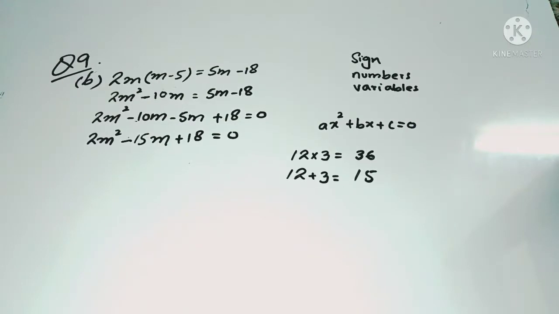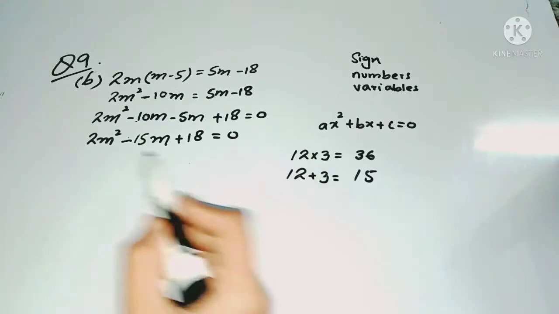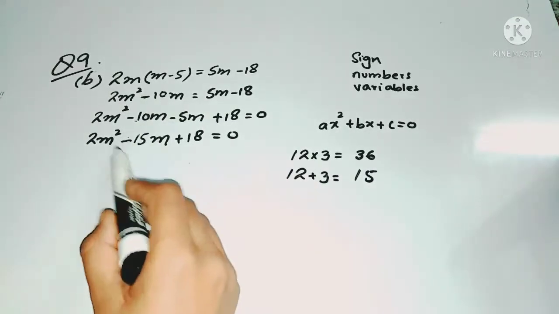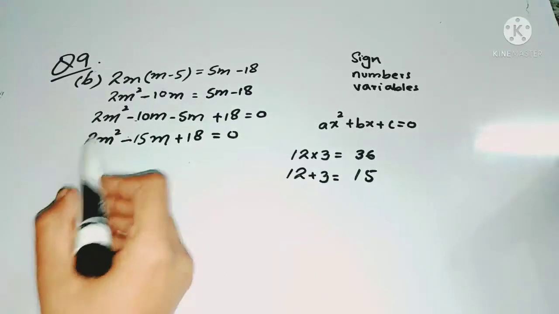Okay, so it means that in place of the midterm, you have to divide the midterm into two other factors, which are 12 and 3. Write the first and the last term as it is. In place of the midterm, you write these two factors. So write 2m square as it is.